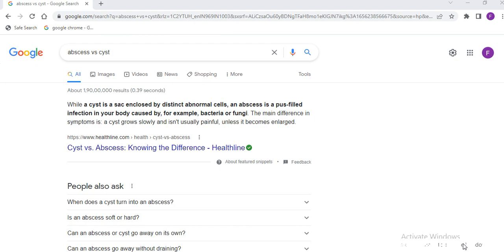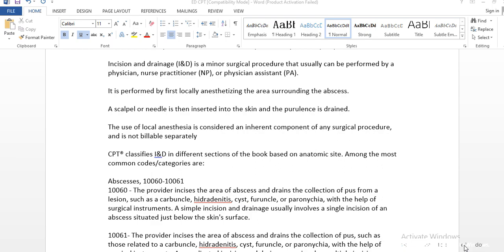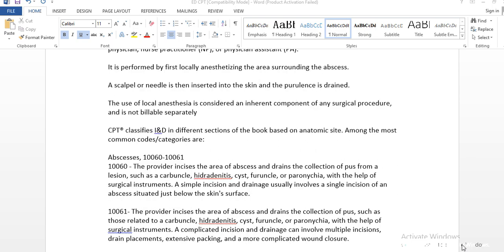So basically, abscess is a fluid-filled infection in our body, and cyst is distinct abnormal cells enclosed in the cystic sac. Incision and drainage is a minor surgical procedure that usually can be performed by a physician, nurse practitioner or physician assistant. Means anyone can do the incision and drainage, only a physician is not required for this procedure.